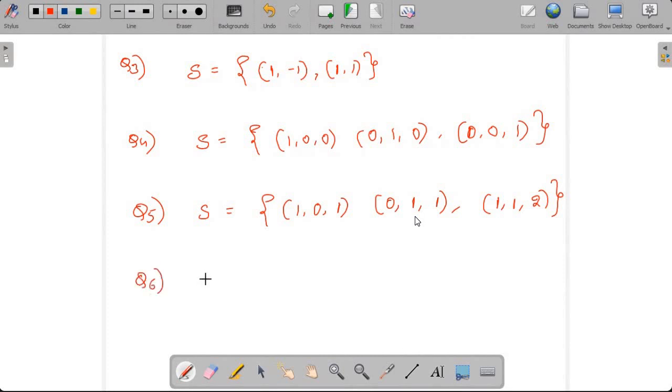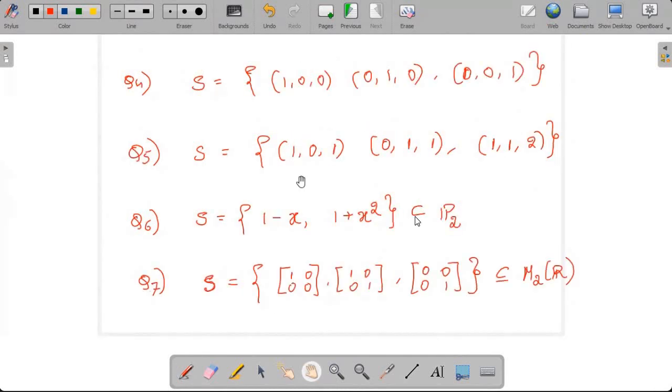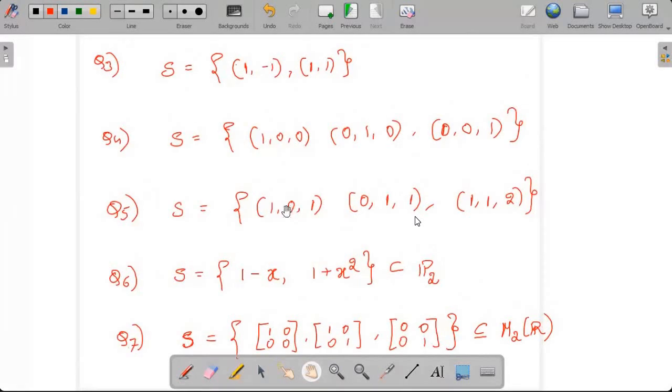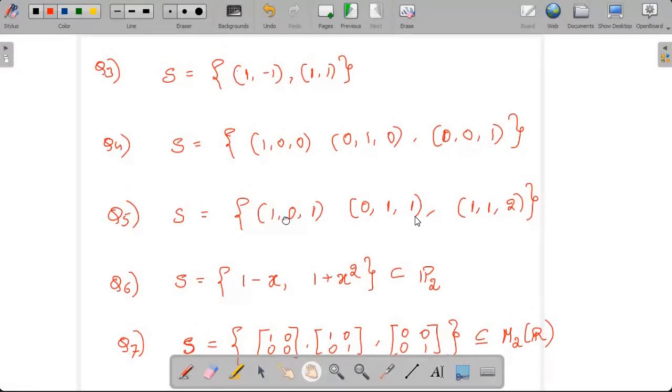Set of all polynomials, right? So let me give an example from that. You find the linear combination of 1 minus x, 1 plus x squared. This is a subset of P2, I mean the set of all polynomials of degree less than or equal to 2. All right, so these are the exercises. Please do them.